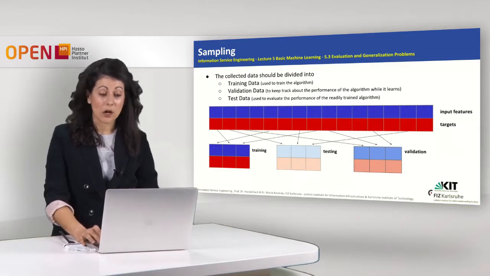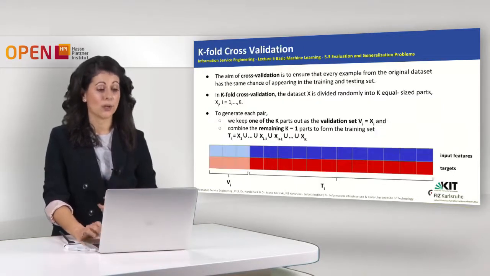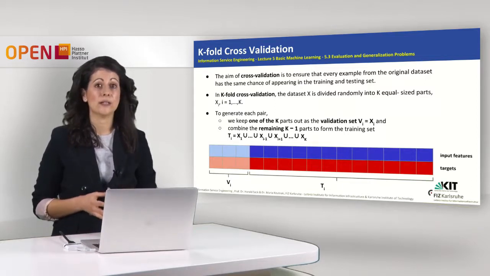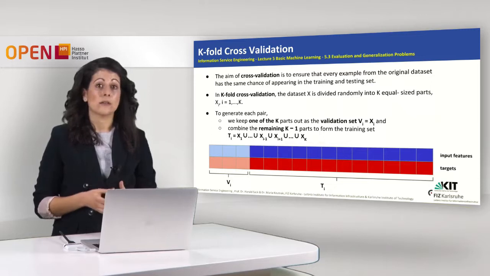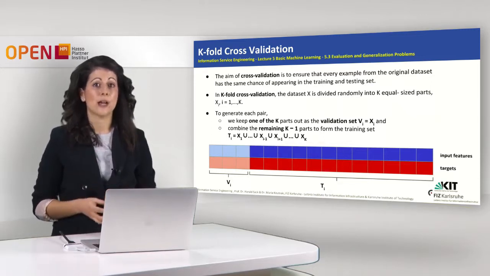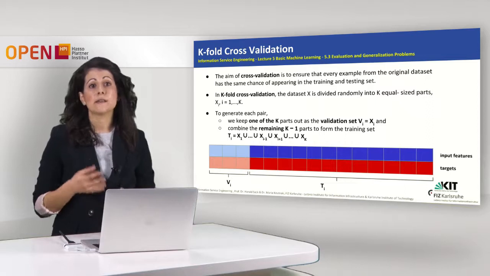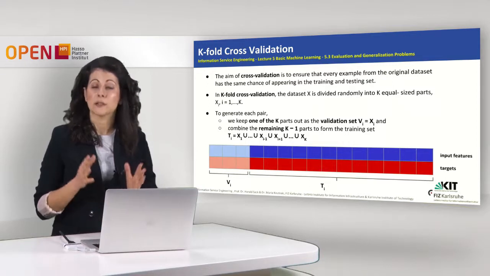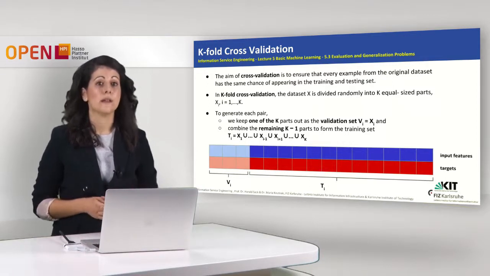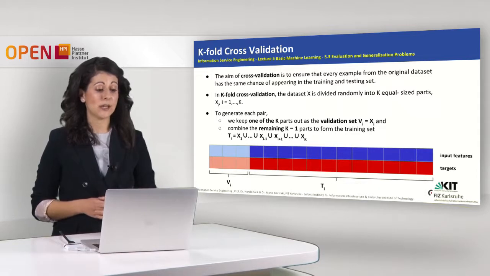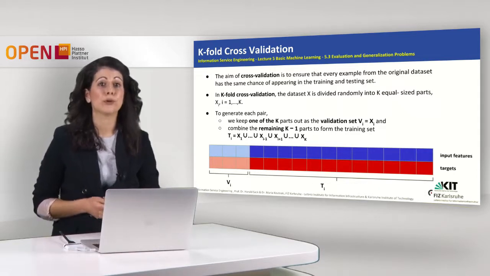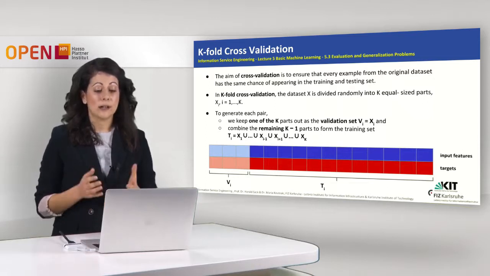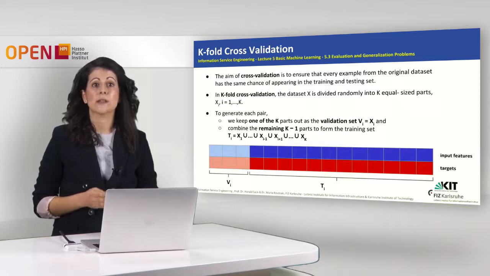So another option that we have here, or another strategy we can follow, is called cross-validation. So the aim of cross-validation is to ensure that every example from the original dataset has the same chance to appear in the training and the test set. Not at the same time, but to be seen in the training and the test set. A special case of cross-validation is called k-fold cross-validation, where the dataset X here is divided randomly into k equal-sized parts.